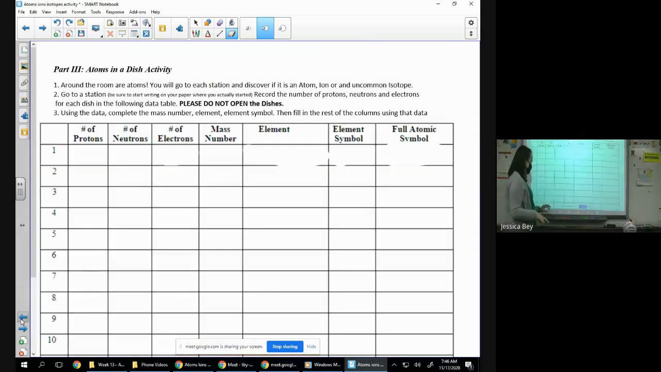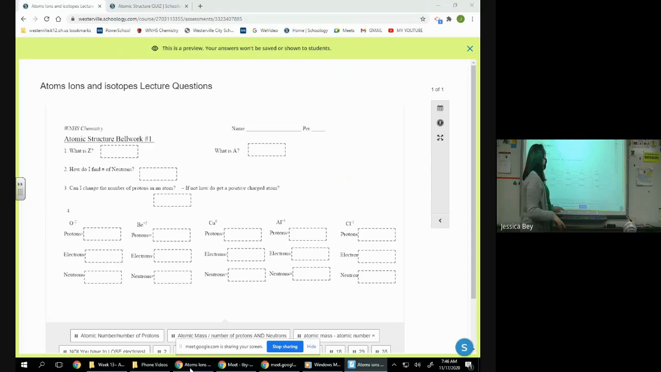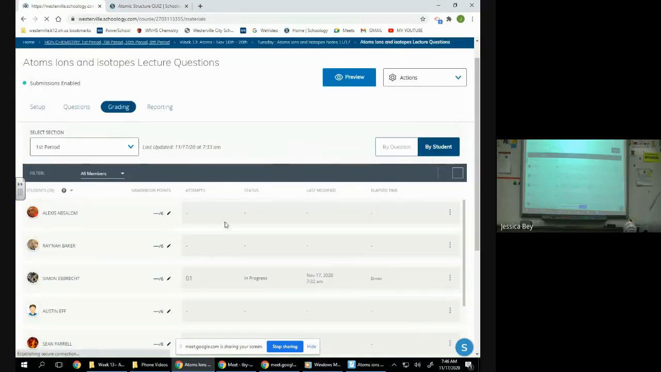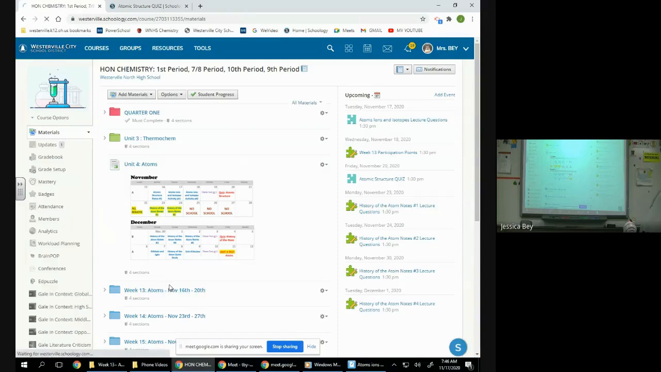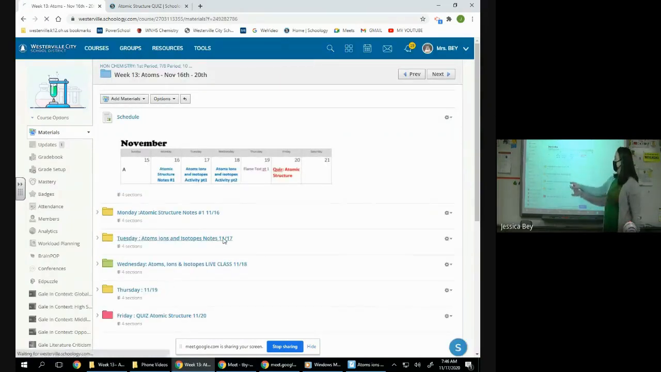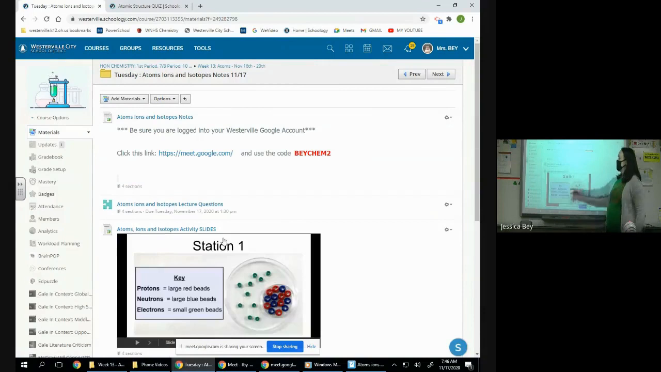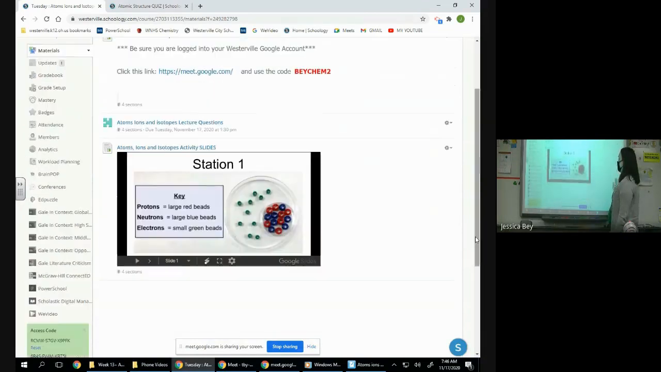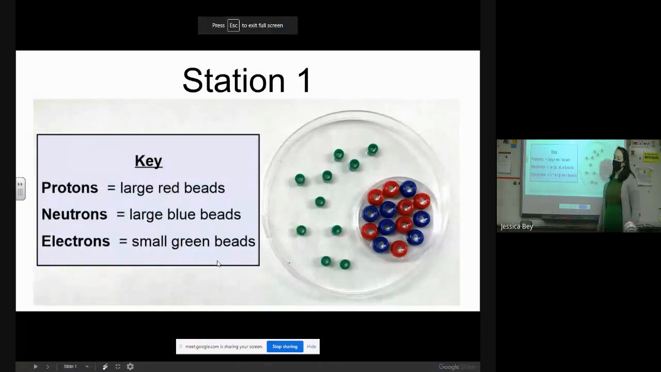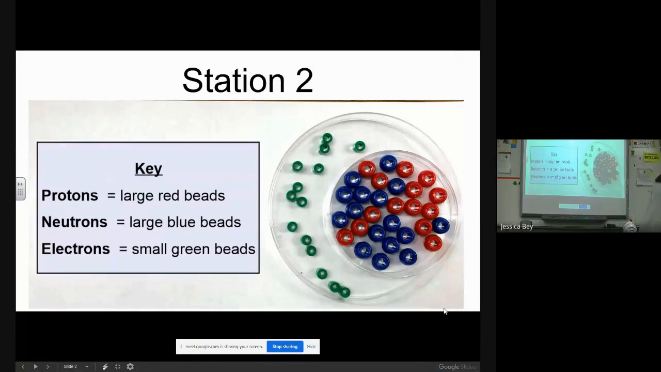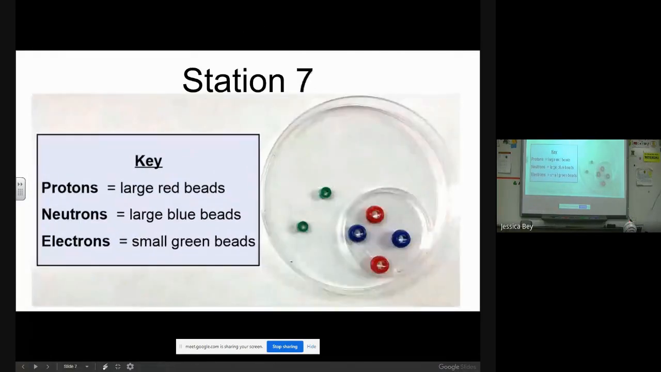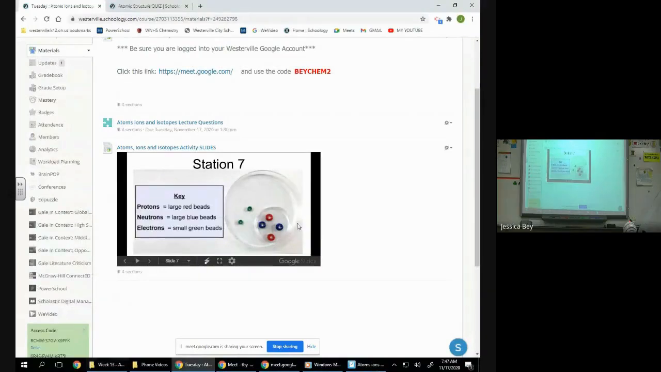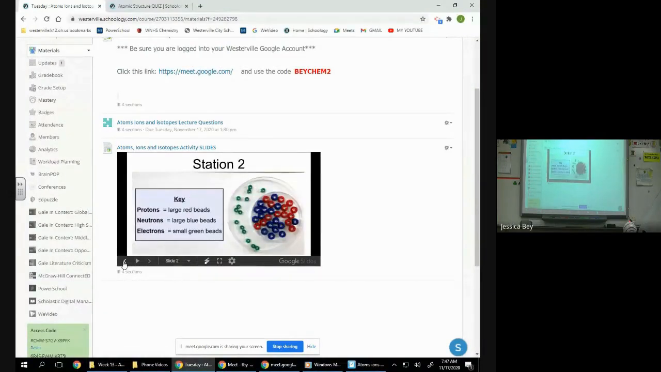So what we have instead, if you go into Schoology, into the Tuesday folder, it says atoms, ions, and isotopes activity slides. What you're going to do, where it said, well, that's really big. I need to be able to flip back and forth. How do I get on the slides? There we go. Okay.